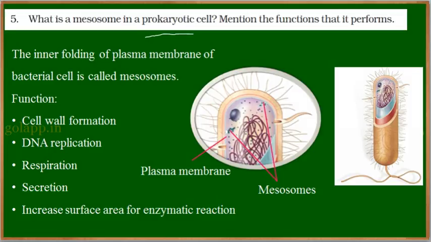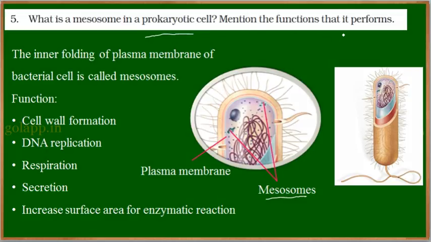So this plasma membrane undergoes folding, and these foldings of the plasma membrane are called mesosomes. So mesosomes are found on the plasma membrane. The plasma membrane is folded, and this folded structure of the plasma membrane is called mesosomes. They are specifically found in the prokaryotic cell.